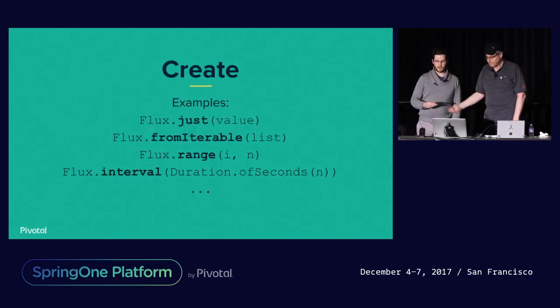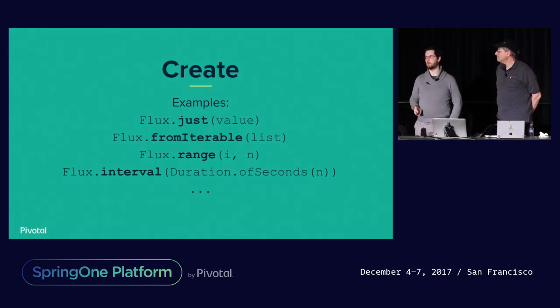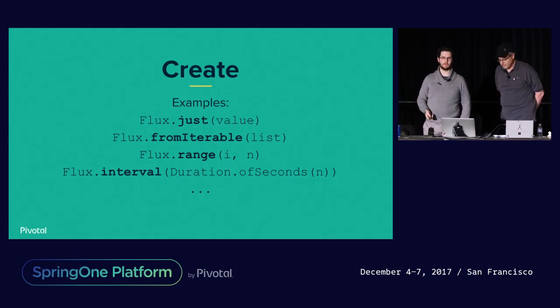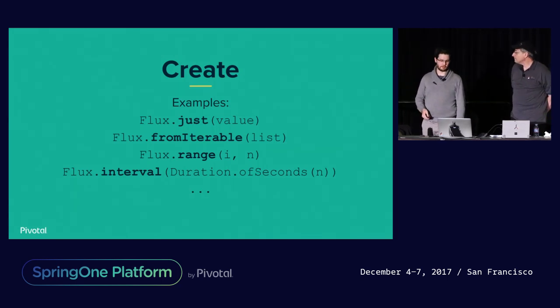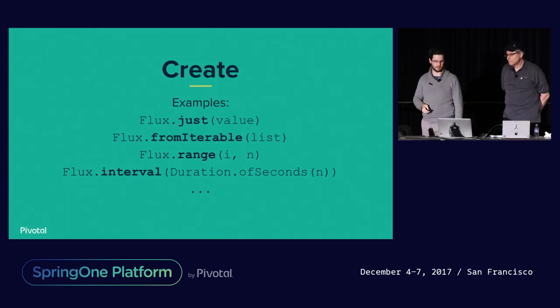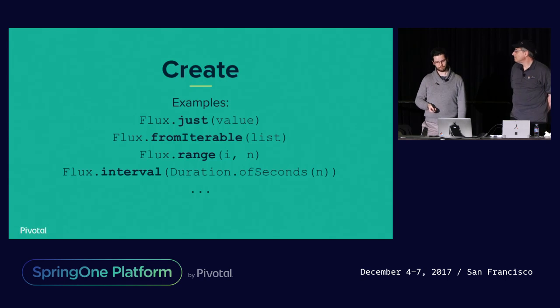All right. We also have create kind of operators. It's more like factory methods, actually, where you can create a flux that will just emit a value that's called just. You can also convert any iterable list or what have you to a flux that will emit every single element independently in that list. Flux.range will emit integers starting from i, and it will emit n integers.